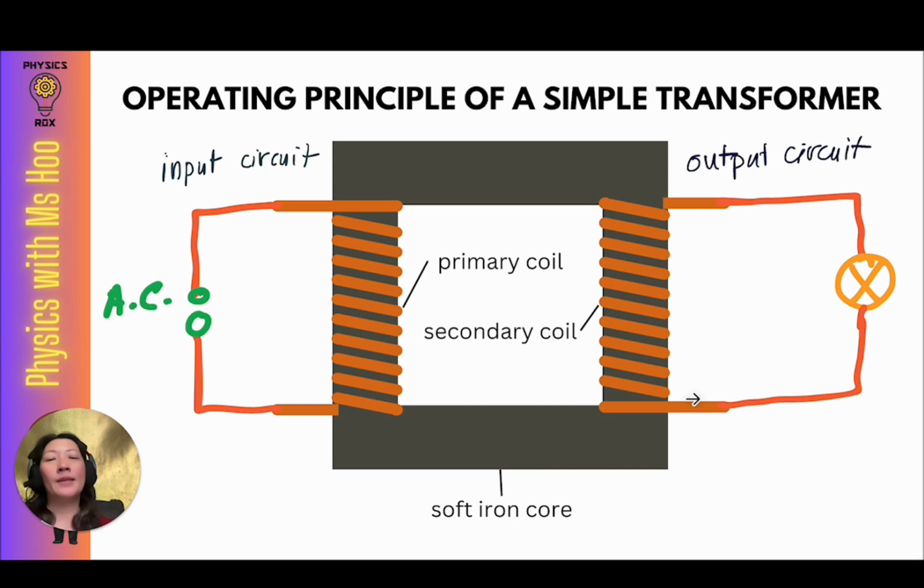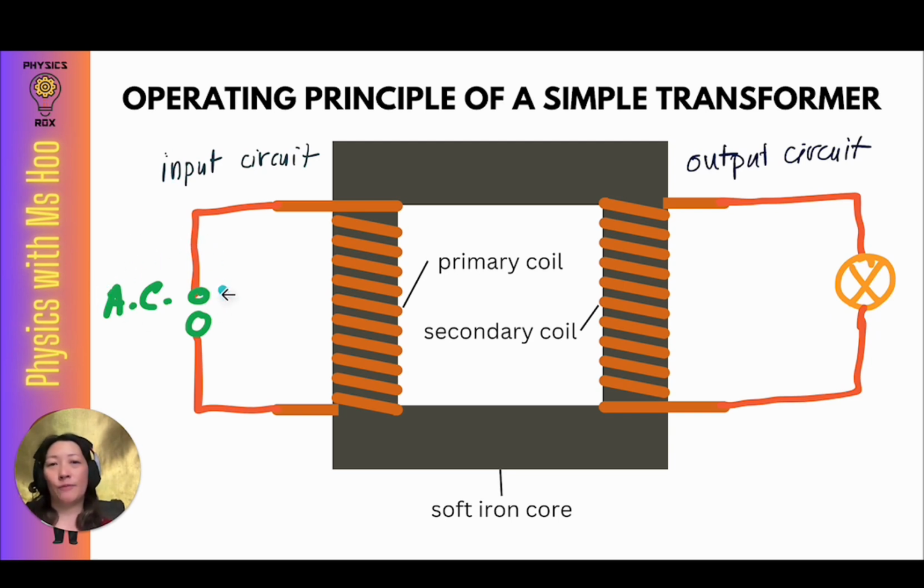But what happens here is that the input circuit would cause a current to flow in the output circuit. Now, how does that happen? Let's look at what happens in the input circuit. So you must use alternating current for the input circuit. You can't use direct current, and this is why.